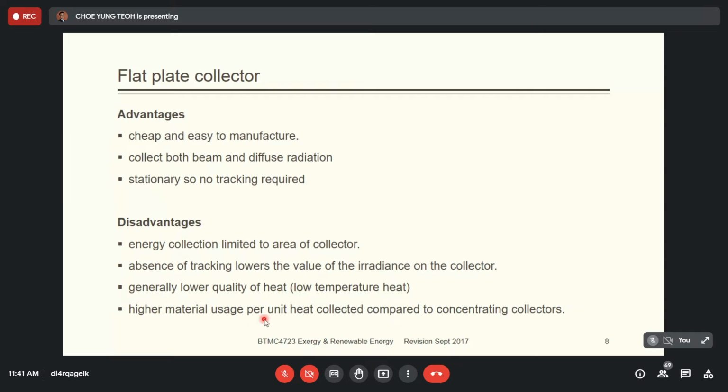Higher material usage per unit heat collected compared to a concentrating collector. You need to have a very big collector to collect the same amount of energy as a concentrating collector. Because with concentrating, you need a very small collector only, and the rest you can use a mirror or lens to focus all the sunlight into one single point. But the actual panel collector is quite small in size.